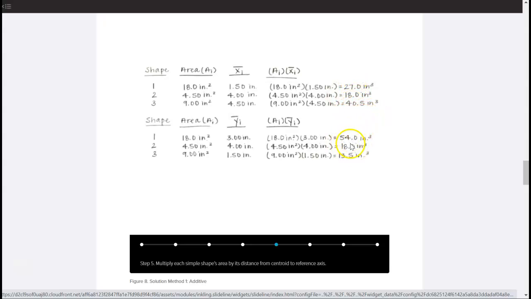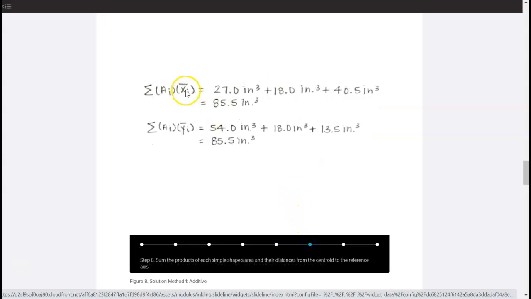Add them up: 54 plus 18 plus 13.5. When you're adding, the exponents don't change. So you're going to do each one separately. These 3 get an answer, these 3 get an answer. So separately, let's look at it again. 27, 18, 40.5 gives you 85.5 inches cubed. 54, 18, 13.5 gives 85.5 inches cubed. That doesn't always happen. This is Project Lead the Way being nice to you. Enjoy it. They're usually different.